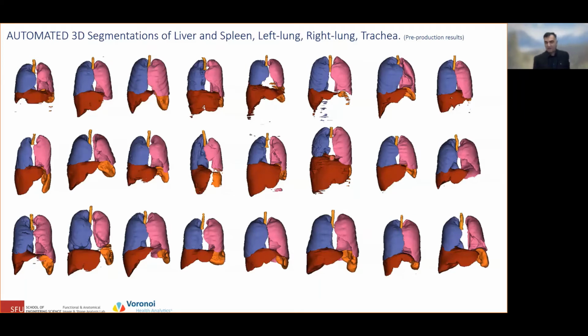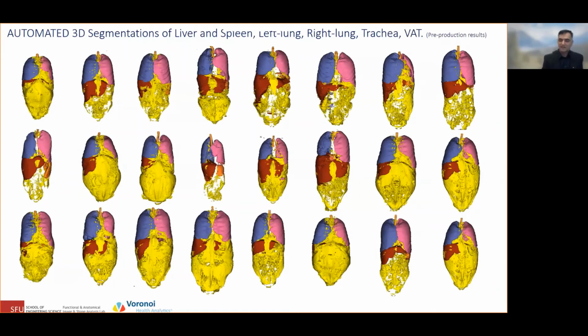And here is shown the visceral fat overlaid on these internal organs. Again, you see this beautiful and very interesting variability of visceral fat with respect to the variability of different organs.